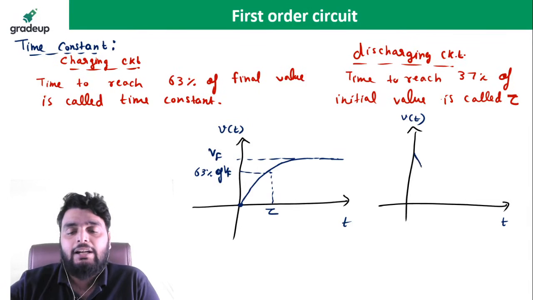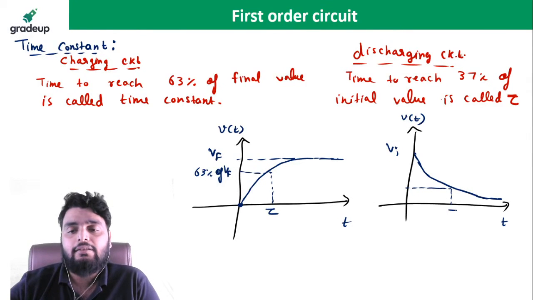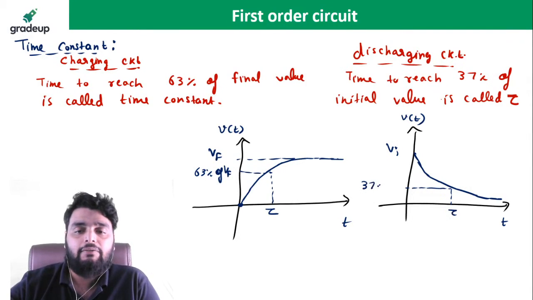Similarly, in discharging, what happens? This is the initial value, let's suppose. The time to reach 37% of the initial value is the time constant.